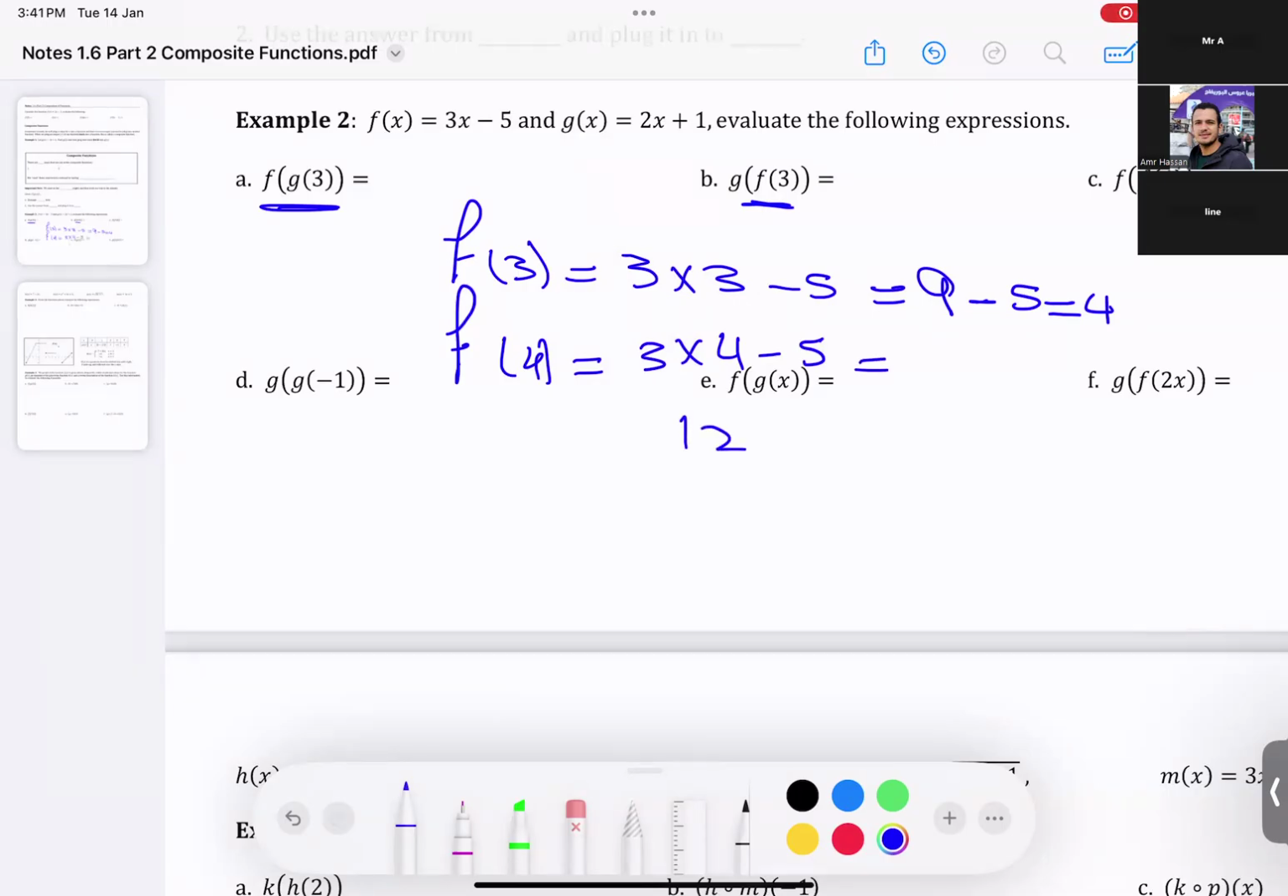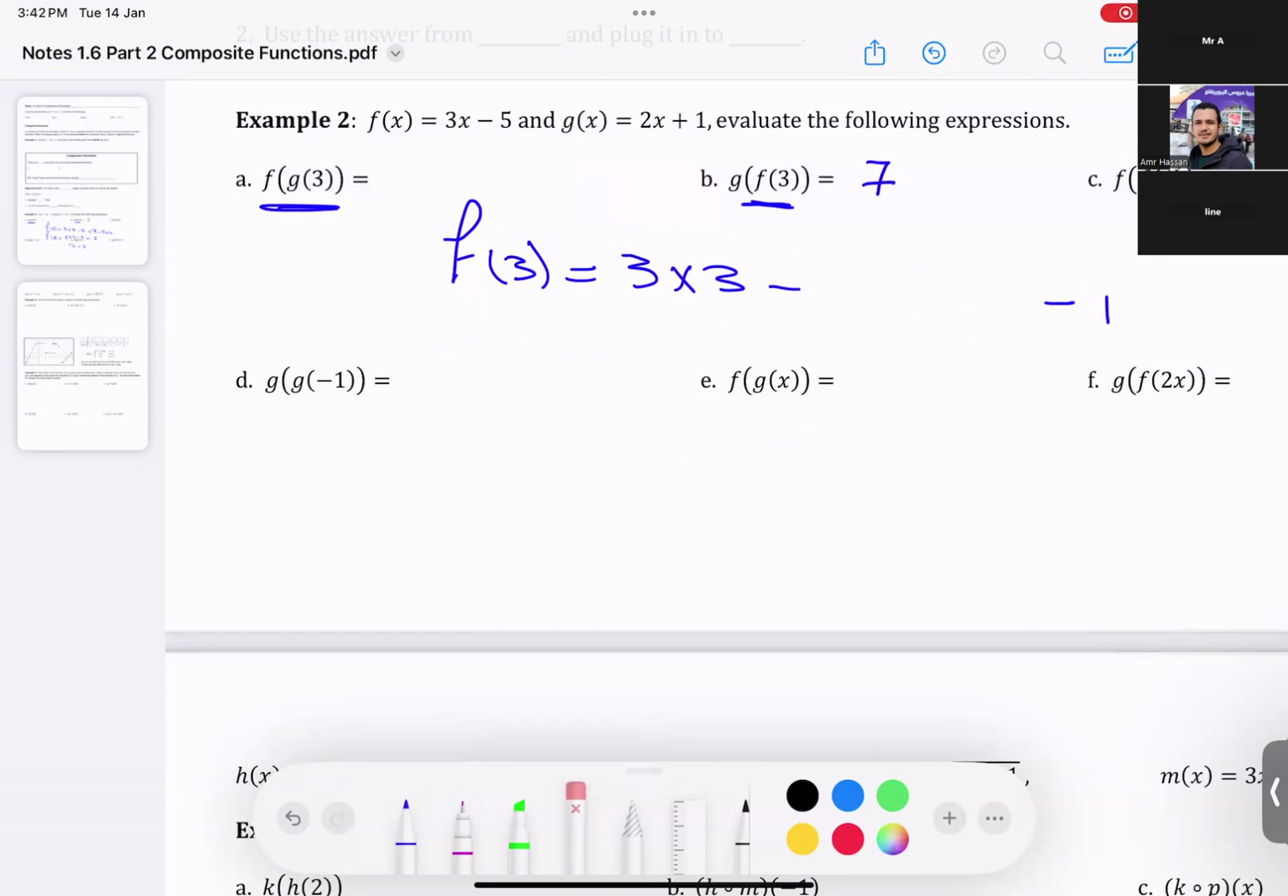Okay, so let me write down f of 4, which is going to be 3 times 4 minus 5. This one is 12. What is 12 minus 5? 12 minus 5 is 7, right? Okay, so this one is 7. Let me try to go for the third one.